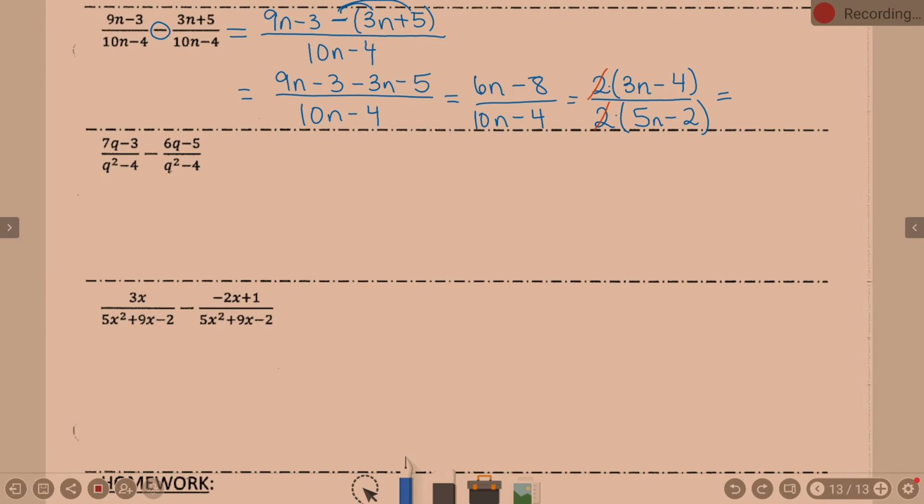So what remains as a final answer? 3n minus 4 over 5n minus 2.